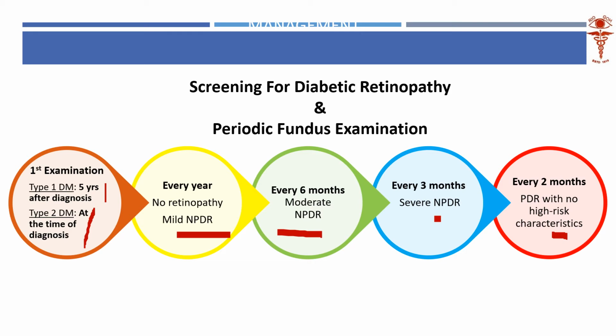If he's a mild NPDR patient, ask him to come every year. If he's a moderate NPDR patient, ask him to come every 6 months. If he's severe NPDR, ask him to come every 3 months. If he's PDR, ask him to come every 2 months. That kind of review schedule and managing the patient with the treatment protocols which are available becomes very important in a diabetic retinopathy screening schedule.